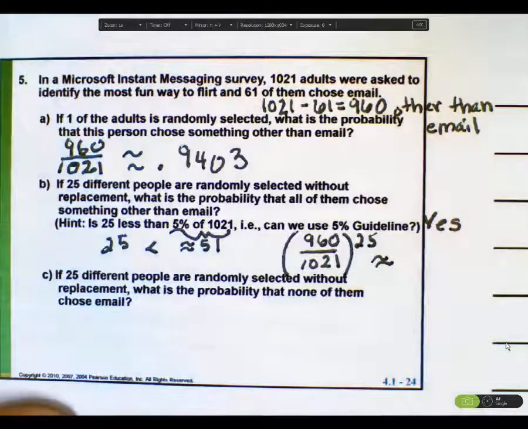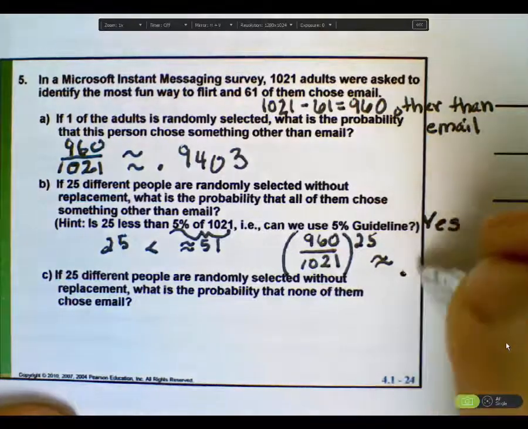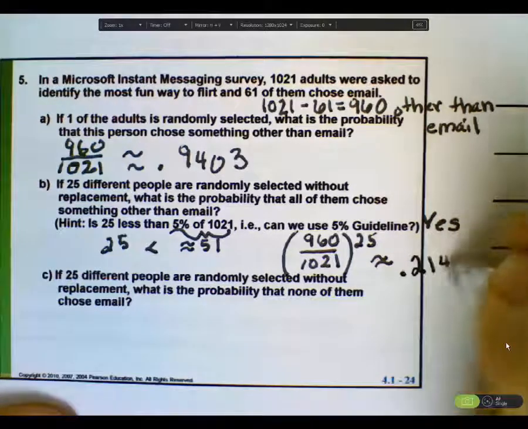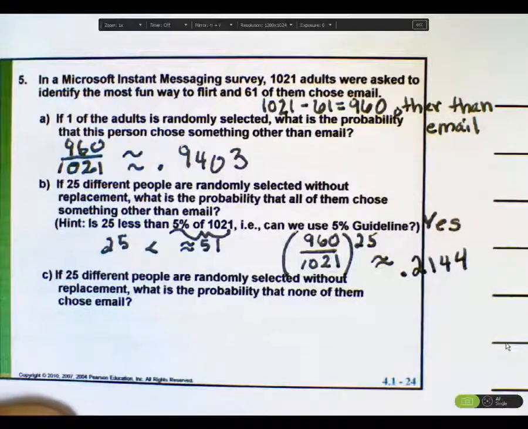960 divided by 1,021 to the 25th power is about 0.2144. So if we draw out 25 people, there's about a 21% chance that all of them chose something other than email.